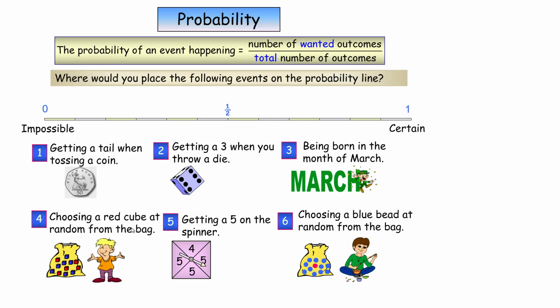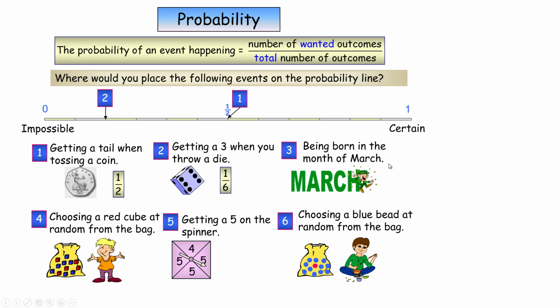We've got to look at the following events and see where we're going to place them on the probability line based on the probability values. Getting a tail when you toss a coin, it's going to be a half. It's 1 out of 2. And that's bang in the middle there. Getting a 3 when you throw a die. So we're looking at the exact values now, not just the language. There are 6 possible outcomes. A 3 is just one of them. So that's going to be 1 out of 6. And that's going to lie just there.